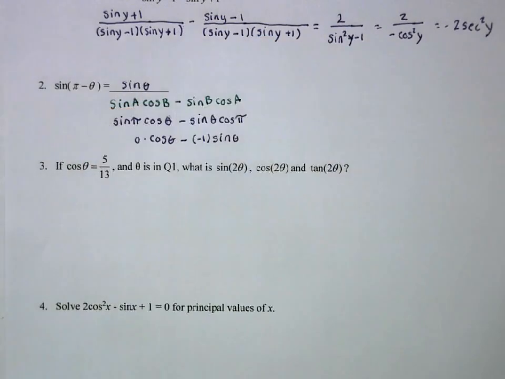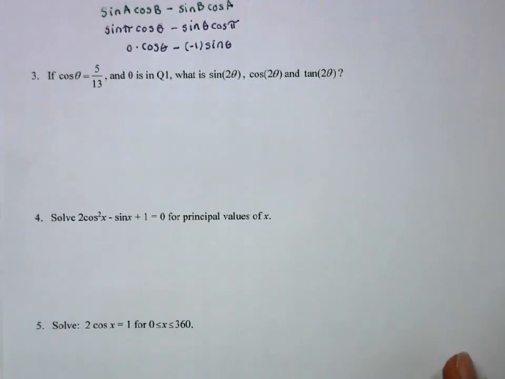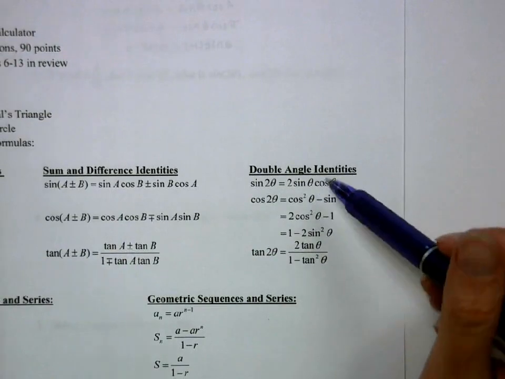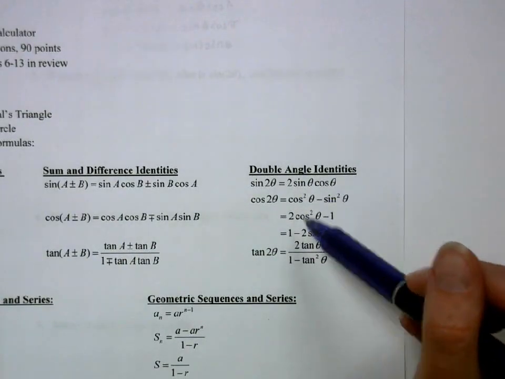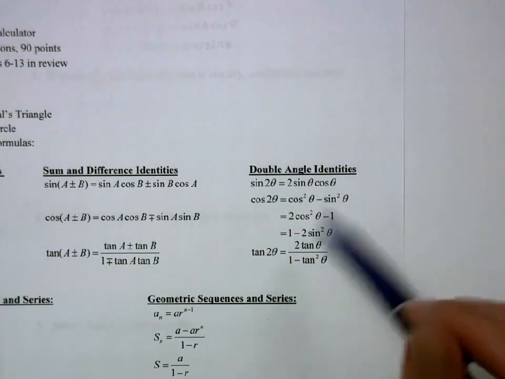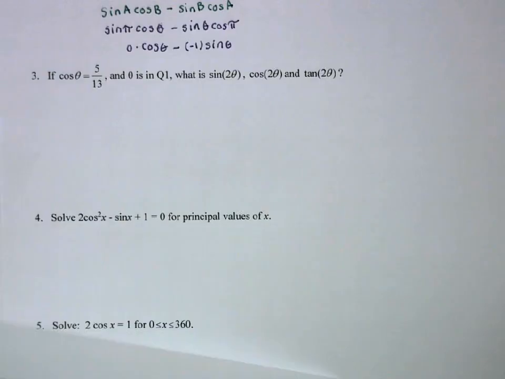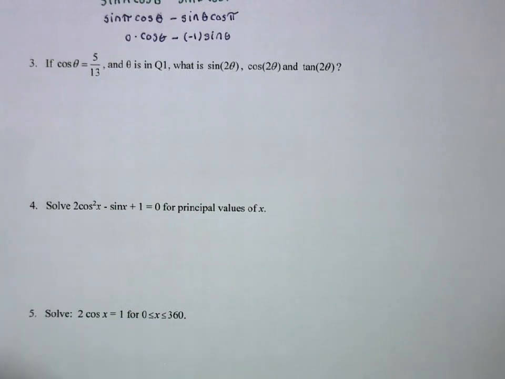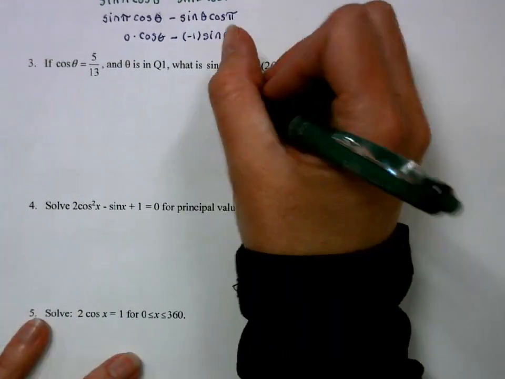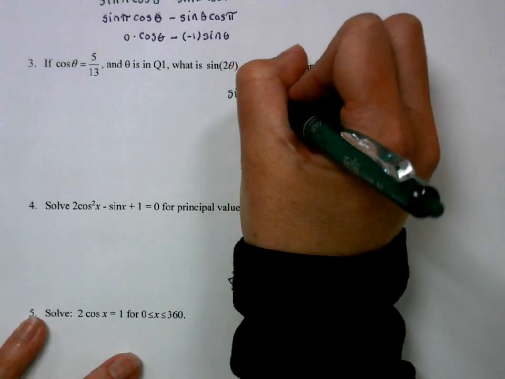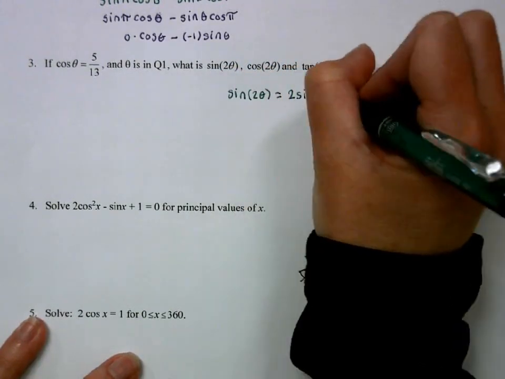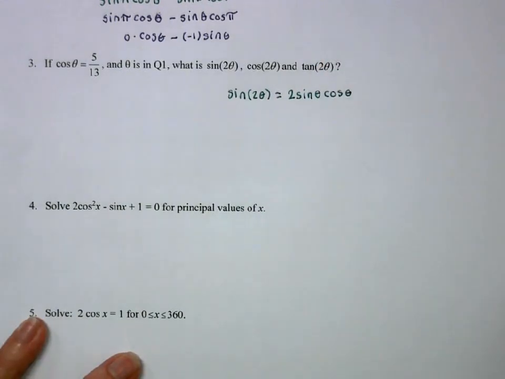In this next section, we're going to be using the double angle identities. So on your formula sheet, we're using the double angle identities. We're going to be using sine, cosine, and I'm actually not going to use the one for tangent, and we'll see why. So first, sine 2 theta is 2 sine theta cosine theta. Well, I know what cosine of theta is. I do not know what sine of theta is.